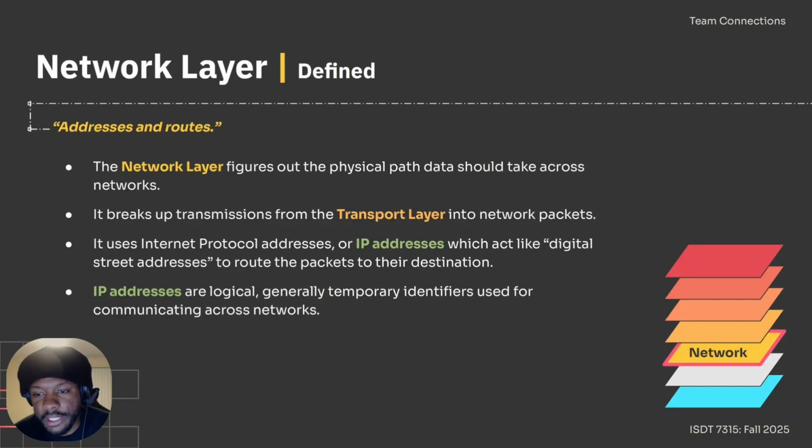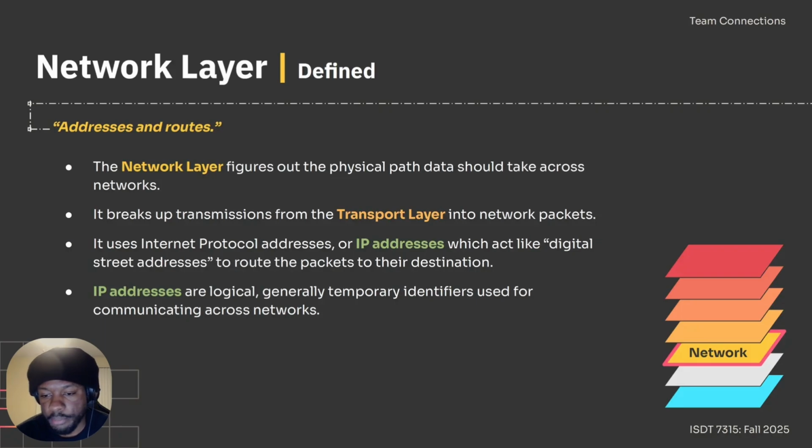A few dropped packets will not interrupt a video game or stream, but the reduced delay significantly improves the user experience. The network layer is responsible for determining the physical path that data should take across interconnected networks. It takes the transmissions from the transport layer and breaks them into smaller units called network packets. To direct these packets, the network layer relies on Internet Protocol addresses, or IP addresses, which serve as digital street addresses.